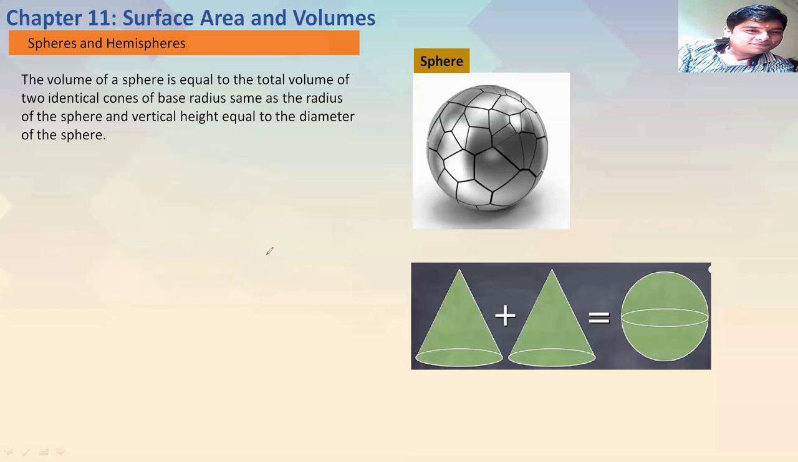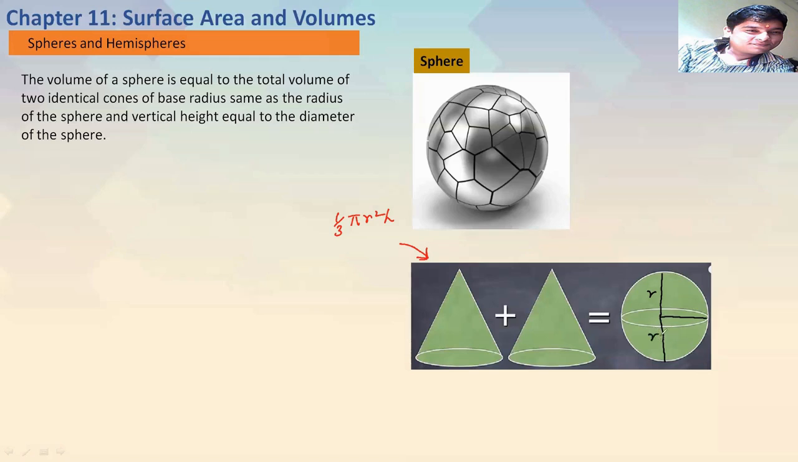Okay. Now you understand that the volume of a cone is 1/3 pi r square h. Now listen to me carefully, so that you don't get confused or forget it later. If you have a sphere of radius r, what will be the height of the sphere from here to here? 2r, that's the diameter.